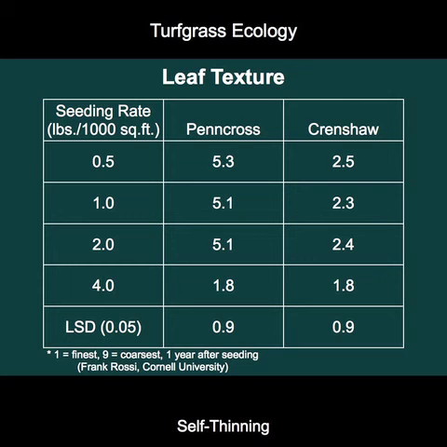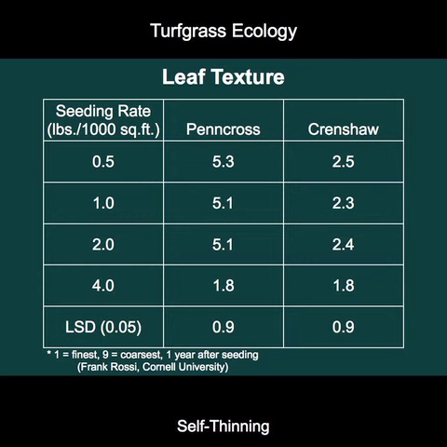Pencross creeping bentgrass is considered to be a more coarse textured bentgrass or cultivar compared to some of the more improved creeping bentgrass cultivars that have been released recently. Given that creeping bentgrass seeding rates normally are around 1 to 1.5 pounds per 1,000 square feet, you can see that Pencross is relatively coarse texture-wise compared to the improved cultivar Crenshaw at seeding rates of 1/2 to 2 pounds.